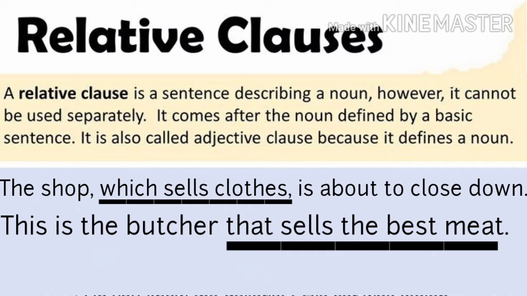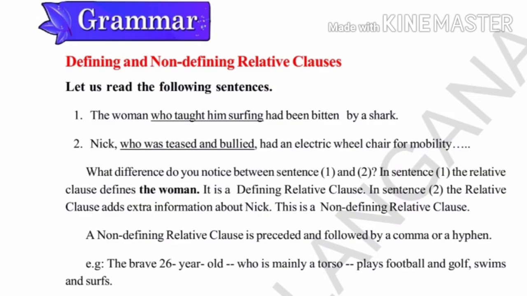Before going to the answer, let us see the same grammar point from our textbook. Grammar, defining and non-defining relative clauses. Let us read the following sentences. First one. The woman who taught him surfing had been bitten by a shark. Second, Nick, who was teased and bullied, had an electric wheelchair for mobility. What difference do you notice between sentence 1 and 2?